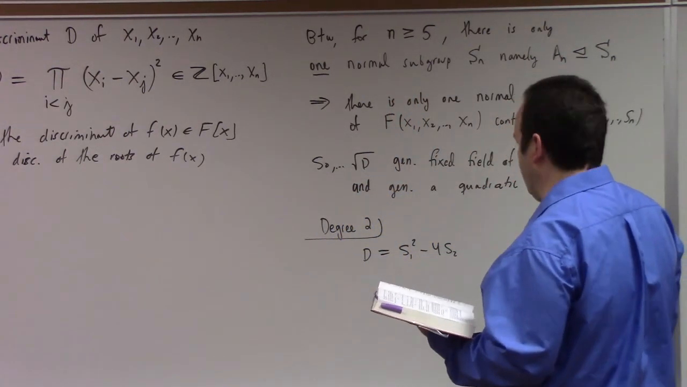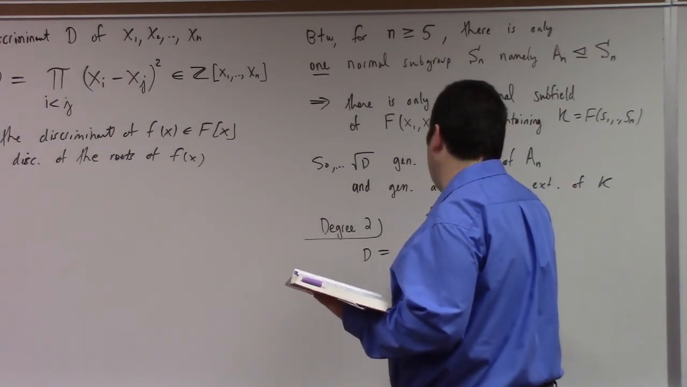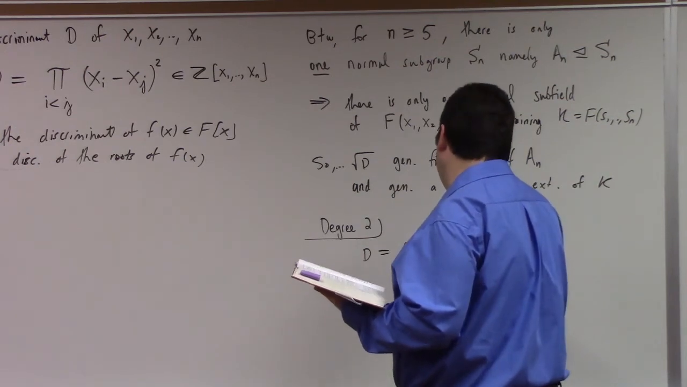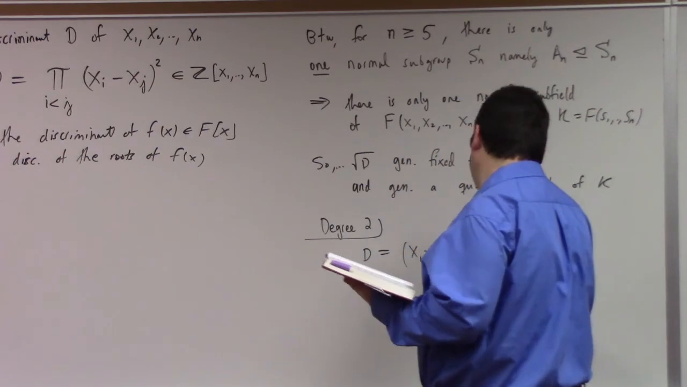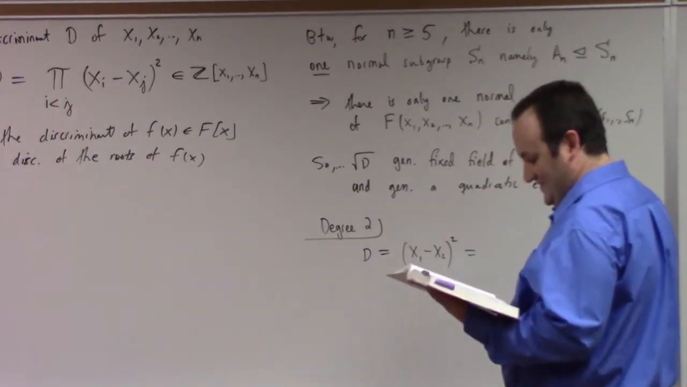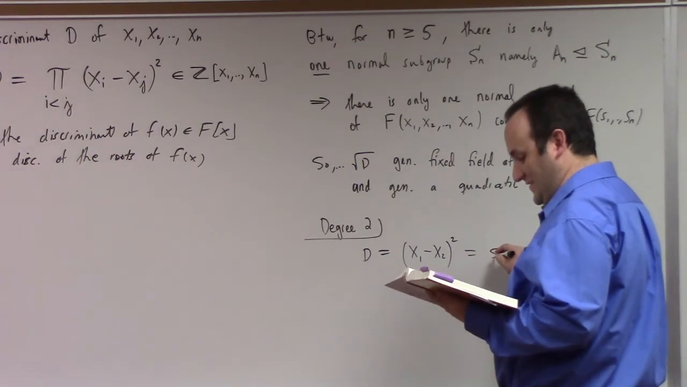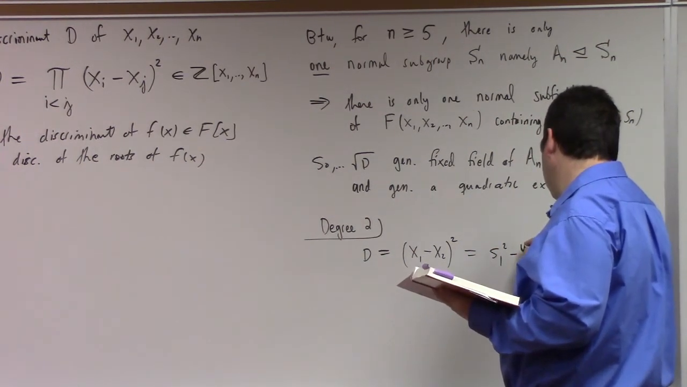I guess we probably could write it down. More generically, it's what? X1 minus X2. Oh, that was the point of that example earlier, wasn't it? Yeah, okay. So this is, again, S1 squared minus 4S2. All right.